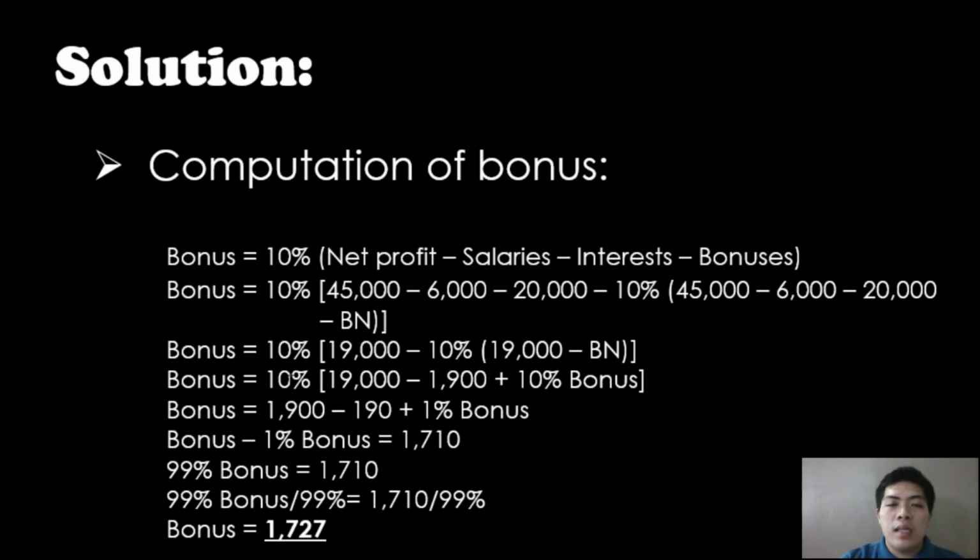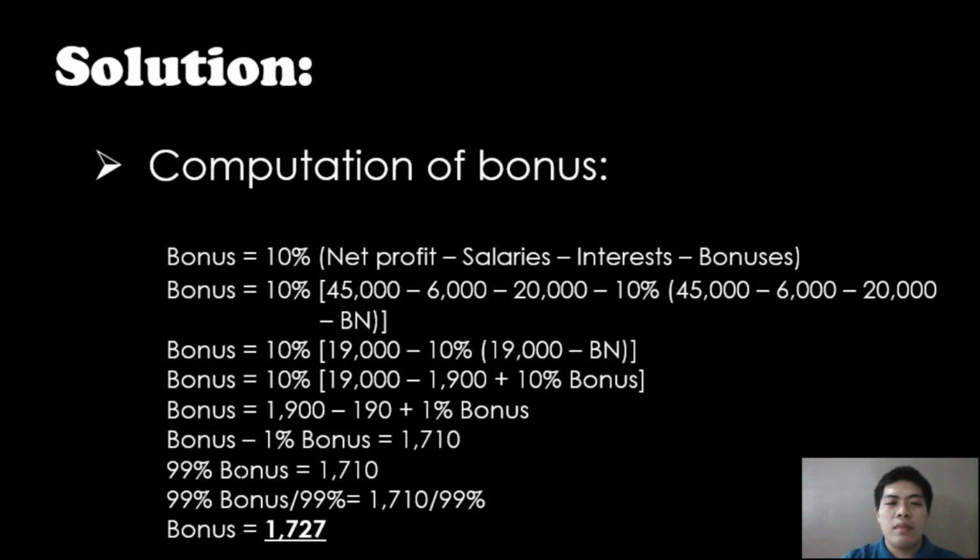Then, i-distribute naman yung 10% dito sa nasa parenthesis. So, 10% times 19,000, we have 1,900. 10% times negative 1,900, we have minus 190. Then 10% times 10% bonus, we have 1% bonus here. So, combine like terms, yung neto nito, we have 1,710.